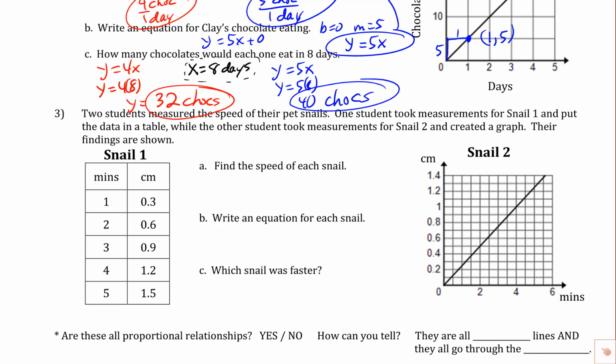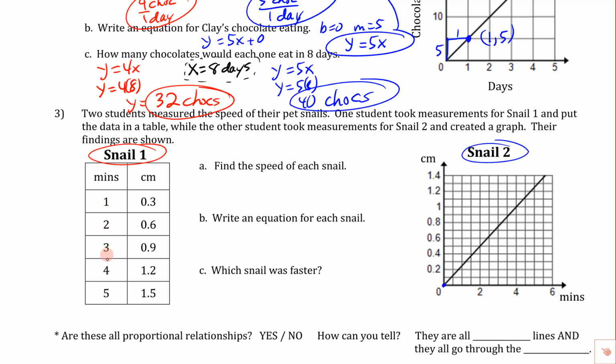Now, we're going to assume that these are proportional relationships, but we are going to do a little bit of double checking. On snail number 2, it's easy to tell that this is proportional because it starts at the origin and then we've got a straight line. So that one's definitely proportional. We can just find one of these rates of change or one of these slopes and it'll tell us what the speed is of the snail. For this other one, we might want to double check and make sure that this pattern works out.